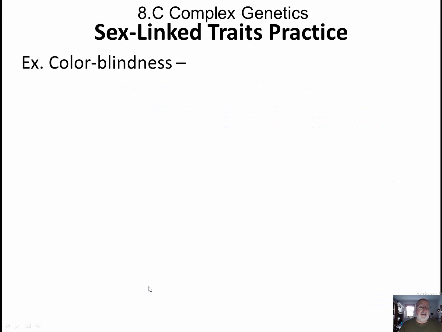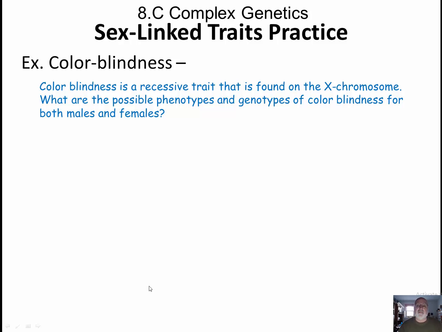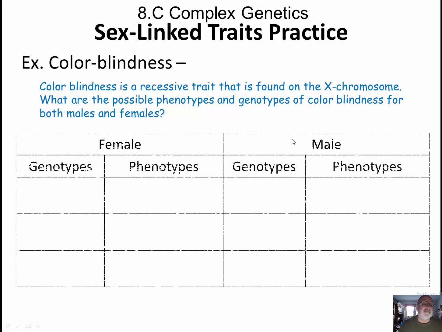So let's talk about color blindness. Color blindness is a recessive trait. It's found on an X chromosome, the X from the 23rd pair, so it comes from mom. What are the possible phenotypes and genotypes of color blindness for both males and females? Actually, it can come from the dad if the dad's is for a daughter.